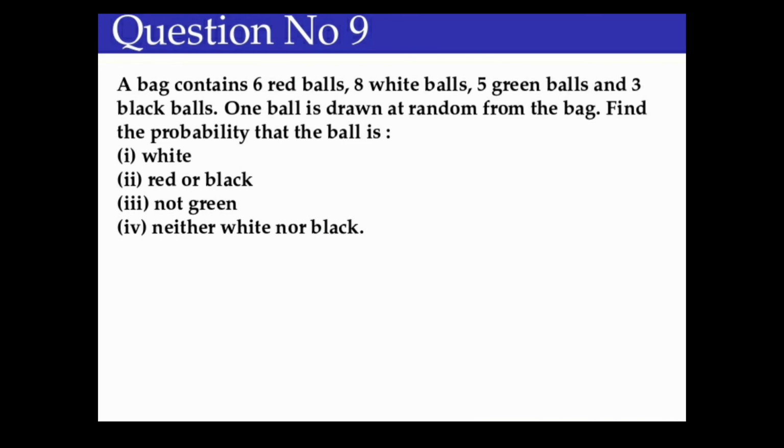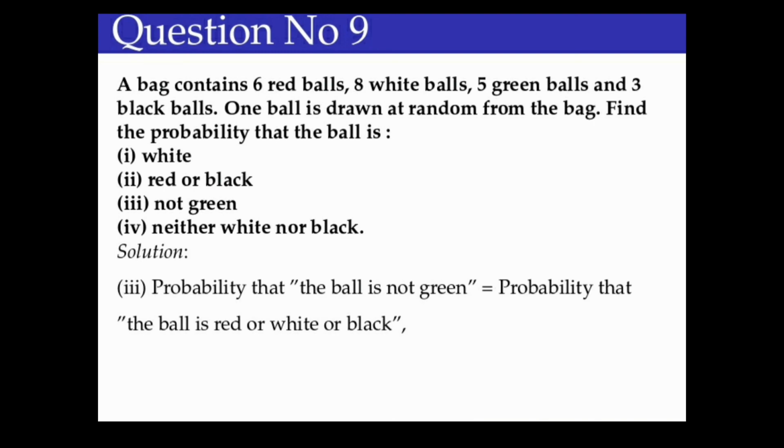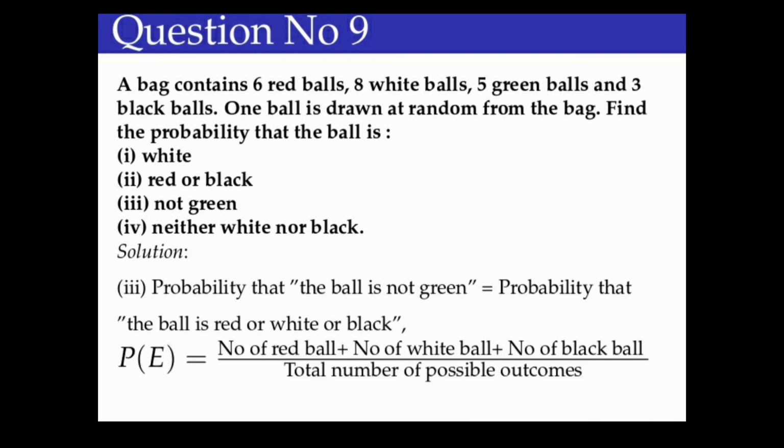Now part 3 of this problem is again the same as problem number 8 part 3. So the event here is not green. That means the chosen ball has to be either red or white or black. That's why the number of favorable outcomes for this event is just the number of red balls plus the number of white balls plus the number of black balls, which is 6 plus 8 plus 3. So the answer is 17 by 22.